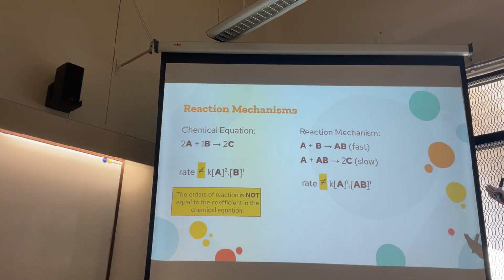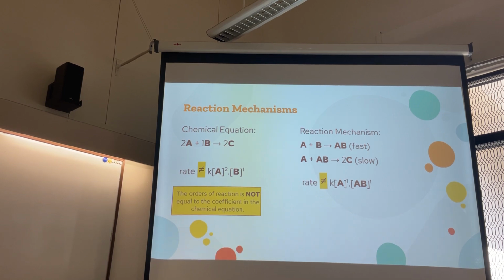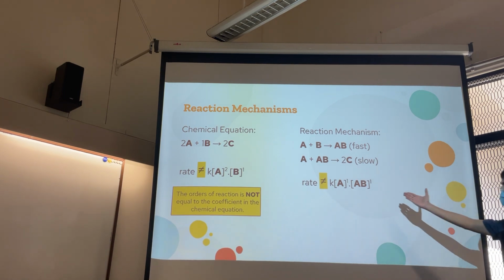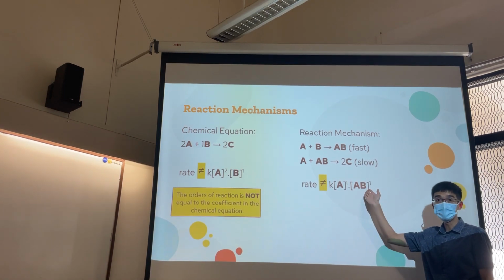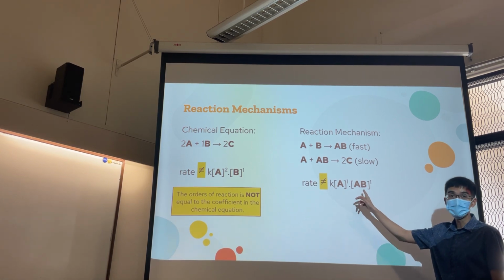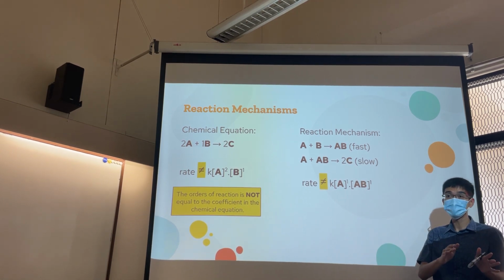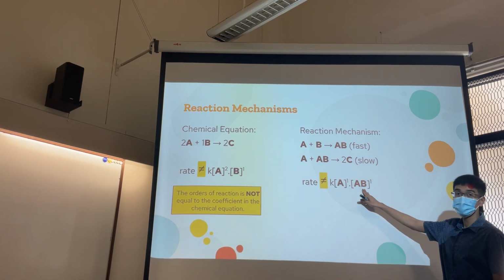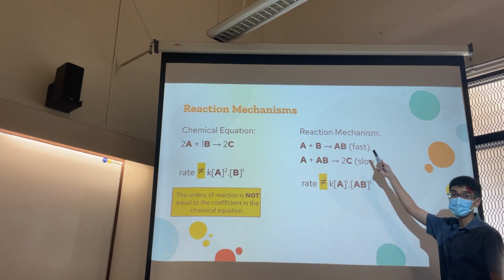Now can you tell me what is wrong with this rate equation? Rate equation can only be written in terms of reactants, but AB is not a reactant, AB is an intermediate. So for such a scenario, you need to think of a way to get rid of the AB. And actually this part is related to the next topic, which is chemical equilibrium. In order to get rid of the AB, you need to look at the previous step.